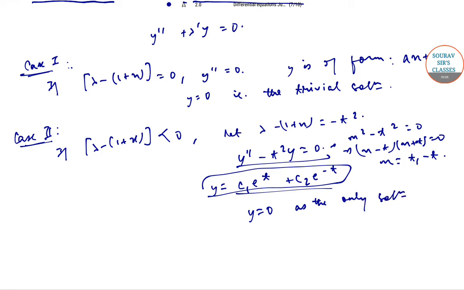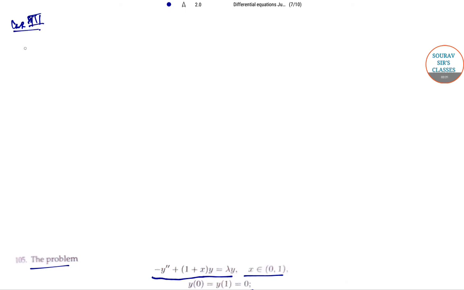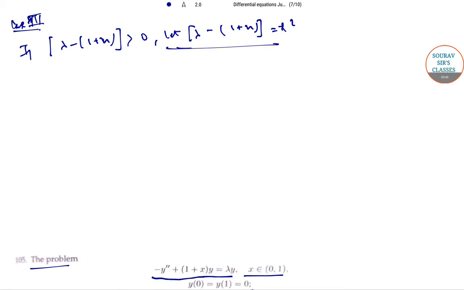as the only solution. And case 3, I don't have much space over here at the bottom, so I would be doing it at the top. So case 3: if λ - 1 - x is greater than 0, then let λ - 1 - x = t². Let this be our supposition. Then the equation becomes y'' + t²y = 0.